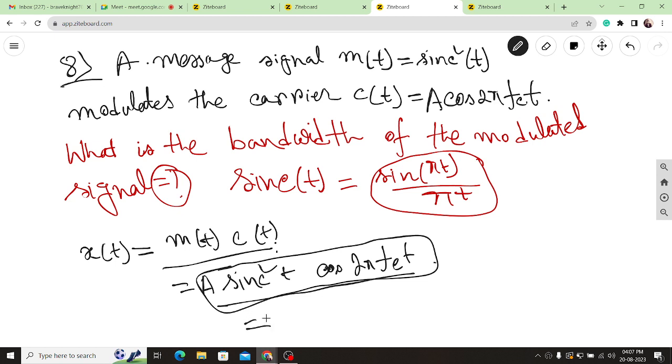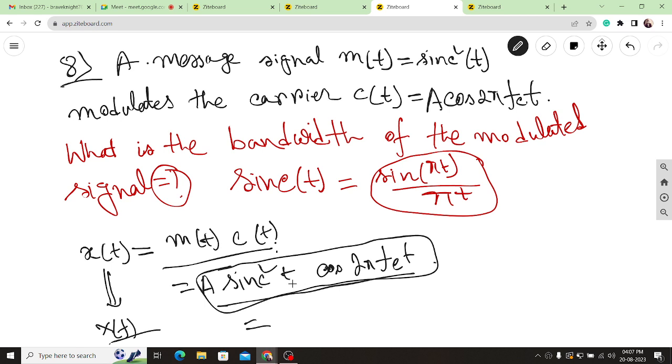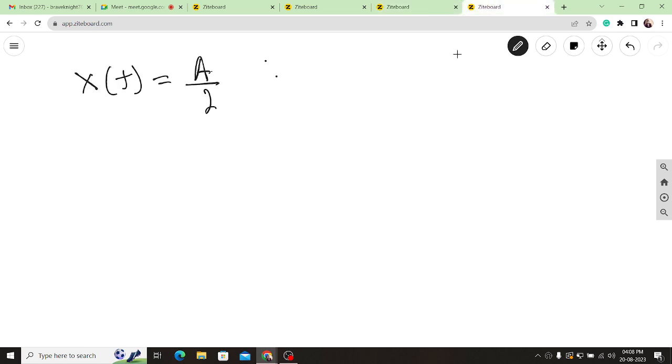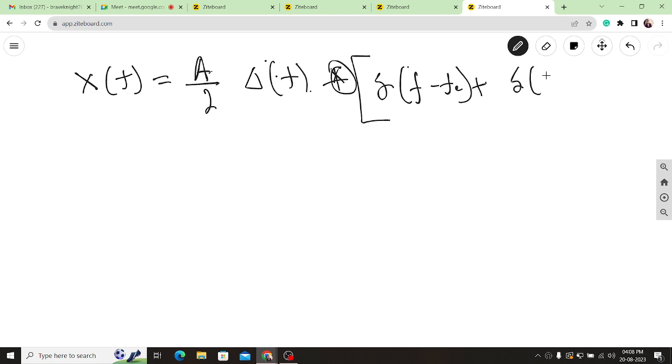Now we have to use the Fourier transformation properties. If we say that this has a representation of x of f, then x of f is the Fourier transform of the signal. We have a sine square signal and they are multiplied in the time domain, so there will be a convolution in the frequency domain. There is a triangular function, and it will have a convolution with the cos. Cos has this sort of representation: del of f minus fc plus del of f plus fc.